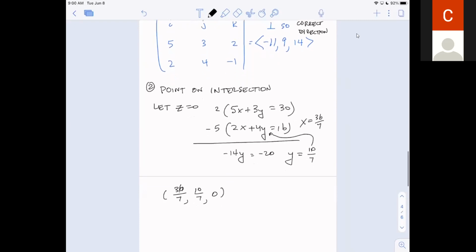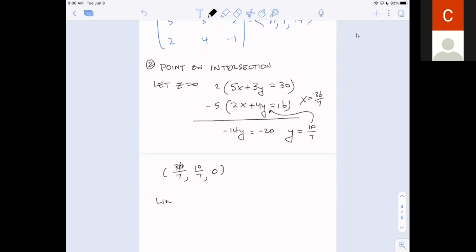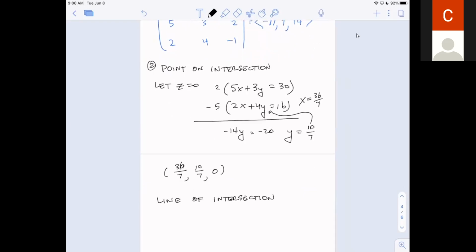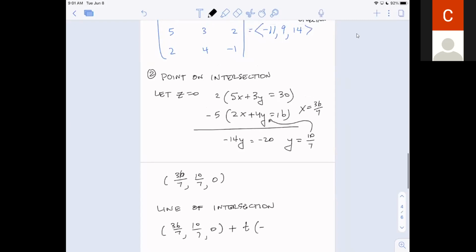So there's my point. So what's my line of intersection then? Again, this is barring some dumb mistakes that I might have made. Well, it's 36 over 7, 10 over 7, 0, plus the much more satisfying vector, or much more satisfying answer we just got, which is negative 11, 9, and 14. So the only advantage of the cross product was we got kind of whole numbered answers for those.